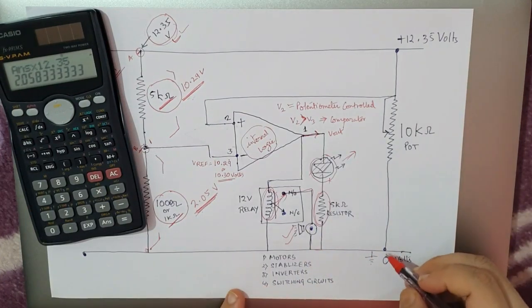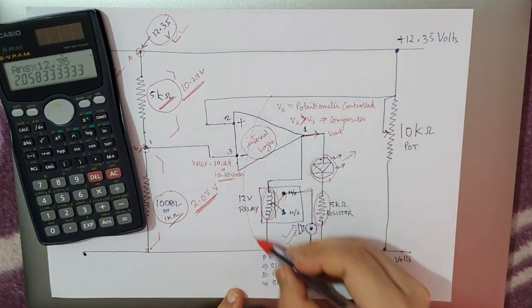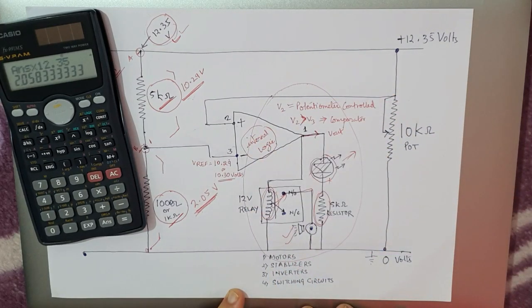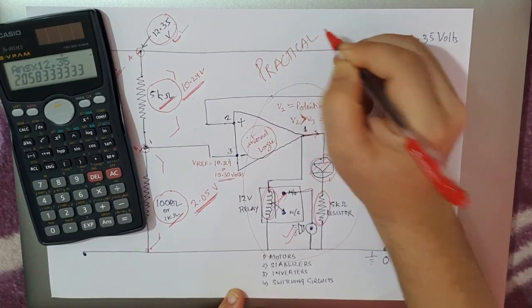So now we have done all the calculations which are required, and this is the circuit which would be operational and which would fetch the results. Now the only thing remaining is the practical. So now we will move to the practical implementation part of it.